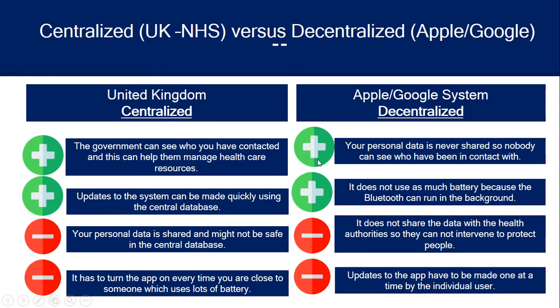So look at the Apple and Google system then. Your personal data is never shared, so your privacy is protected a lot more using Apple and Google. And the bad news is that it doesn't create a central database which a health authority could use, right? So it comes down to what do you want? Do you want to share all this information with your government and hope that they can use that information to better tackle the crisis? Or do you just not trust that government and you'd rather keep that information to yourself so there's no prospect of being spied on?